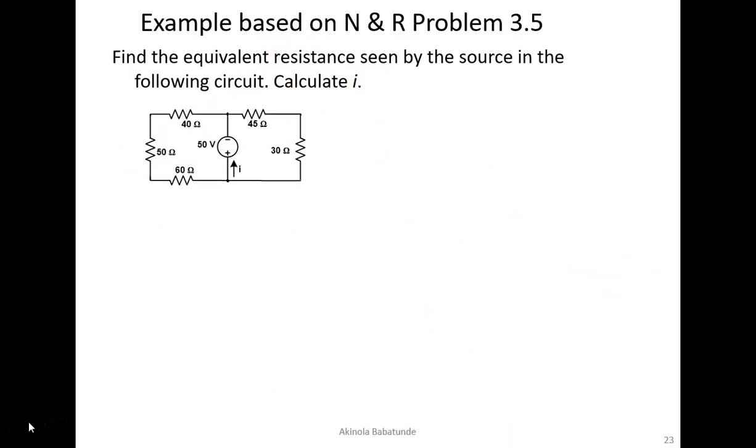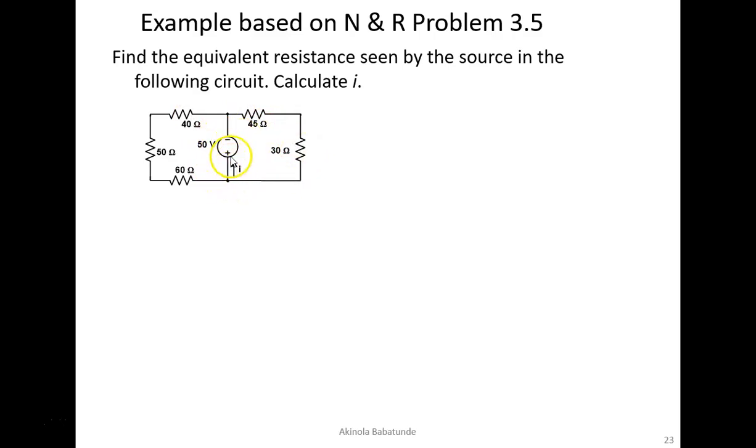Here is another example we can quickly go through to solidify our understanding. Find the equivalent resistance seen by the source in the following circuit, and after that calculate I. If you look at this circuit, you will find out that we have 5 resistors and then a voltage source in the circuit.